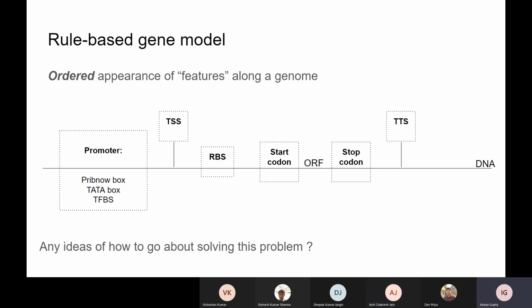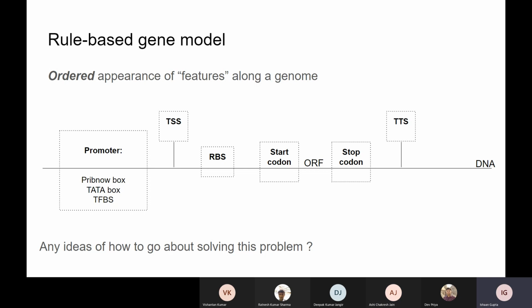So you will store the position of each one of these elements and you would check whether they are appearing in the order or not. So basically you will have a list of promoter sequences that you would have found in the DNA. You will have a list of transcription start sites, list of ribosome binding sites, list of start codons, stop codons, list of transcription termination sites, right? And then you will see which one of them come together, following the correct order, right?